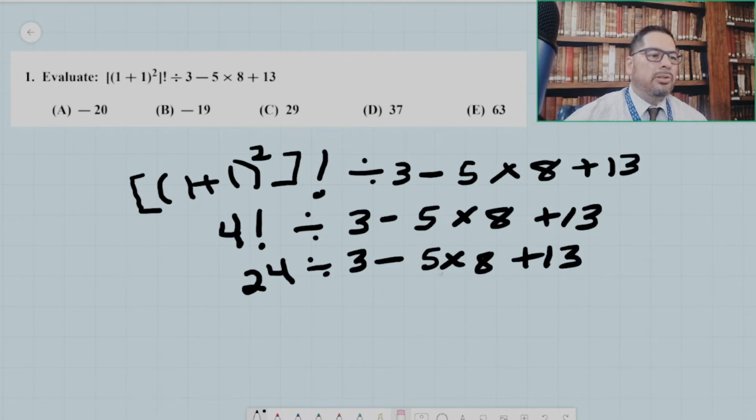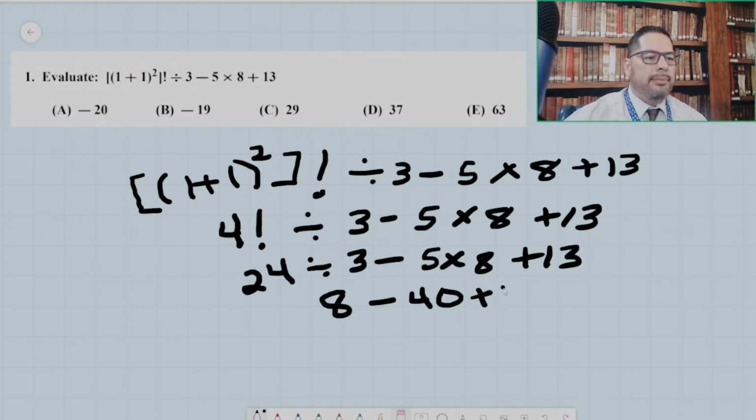All right, and so multiplication and division have the same priority as we travel from left to right. That's one of the issues with PEMDAS. People see multiplication before division, but they have the same priority, as well as subtraction and addition. So continuing in this way, 24 divided by 3, that's 8. And minus 5 times 8, that's 40.